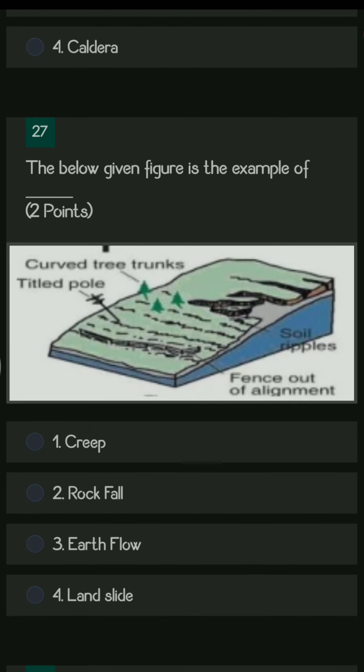The given below figure is an example of dash. So here a figure is given which is related to mass wasting. So the example options are creep, rockfall, earth flow and landslide. So you can see that it is very slow type of mass wasting. So it is considered as creep.